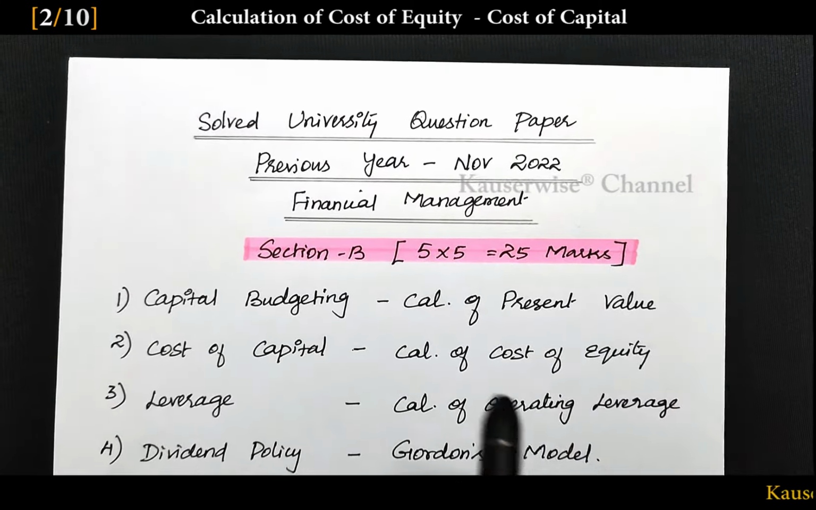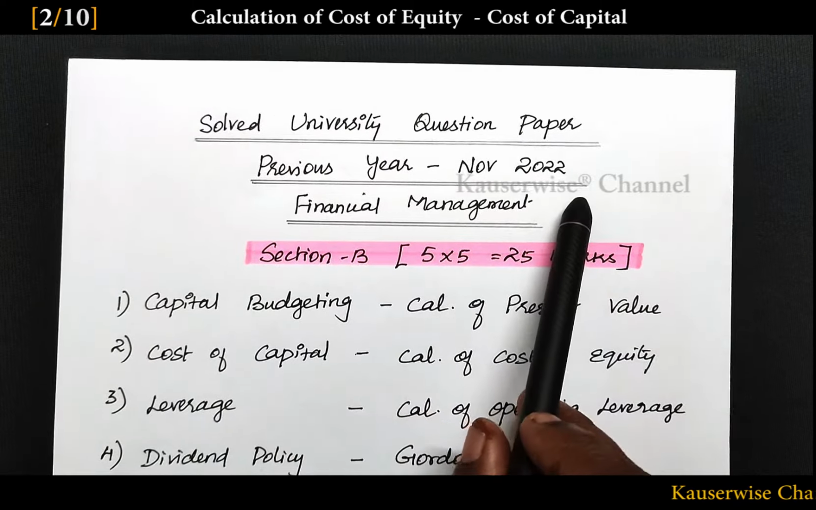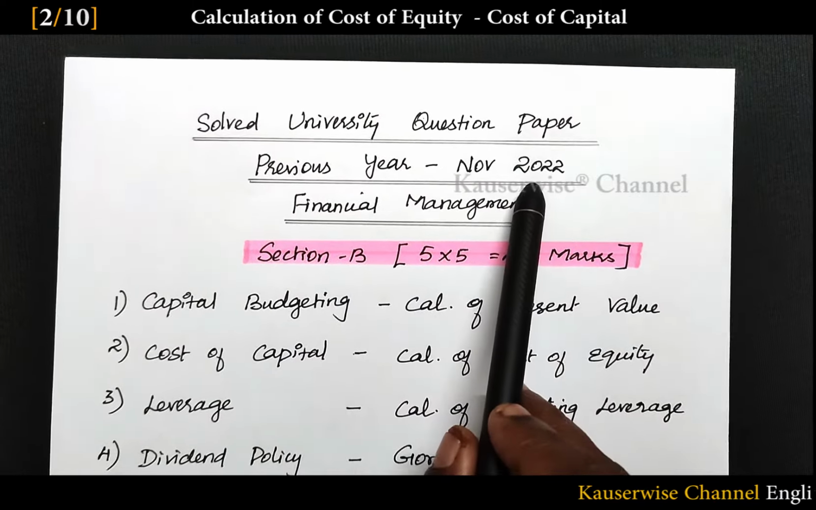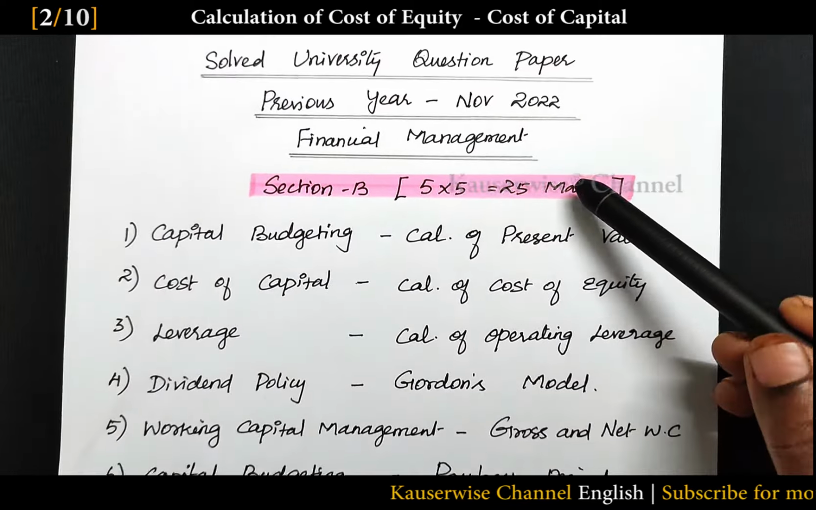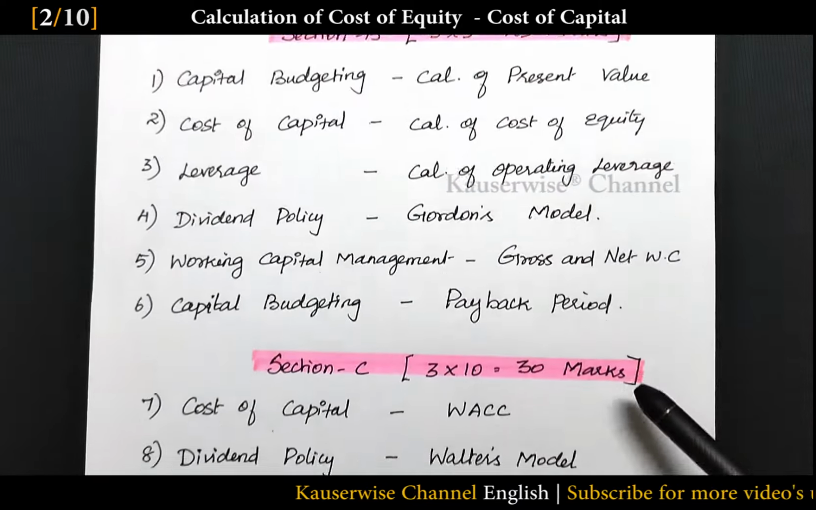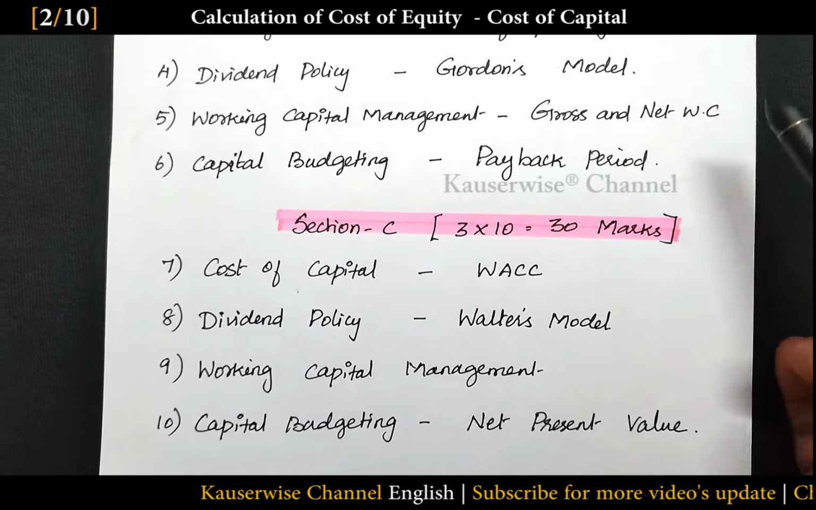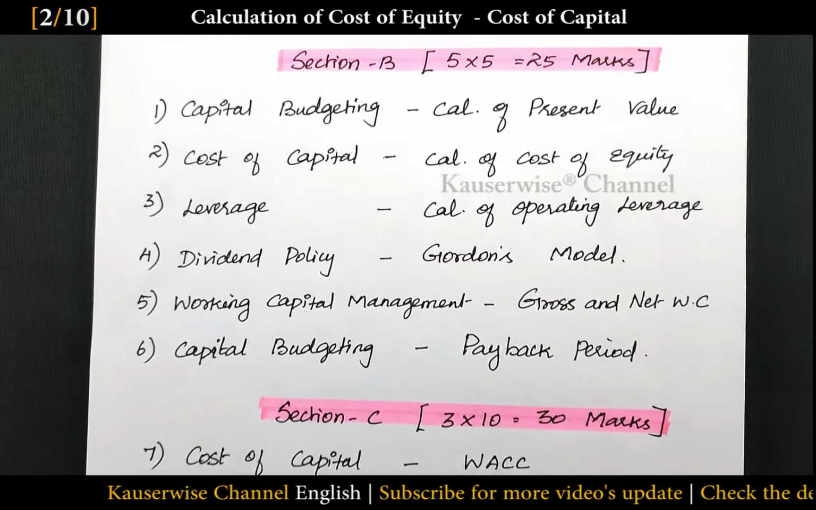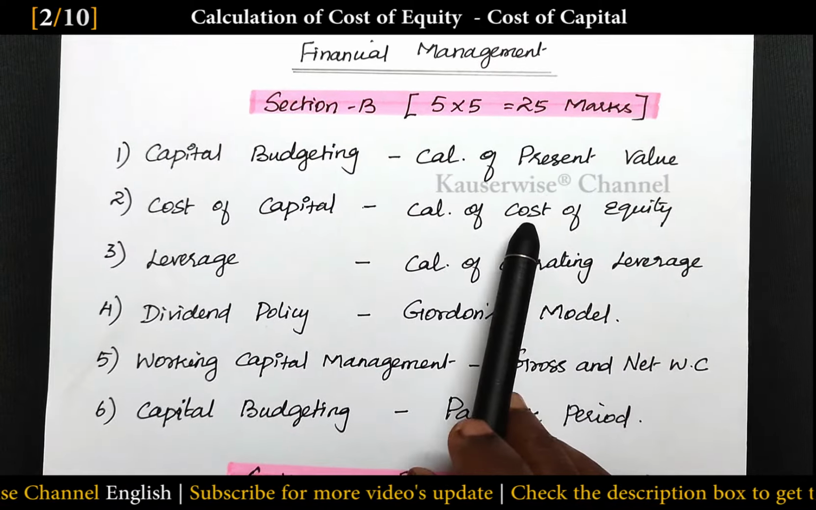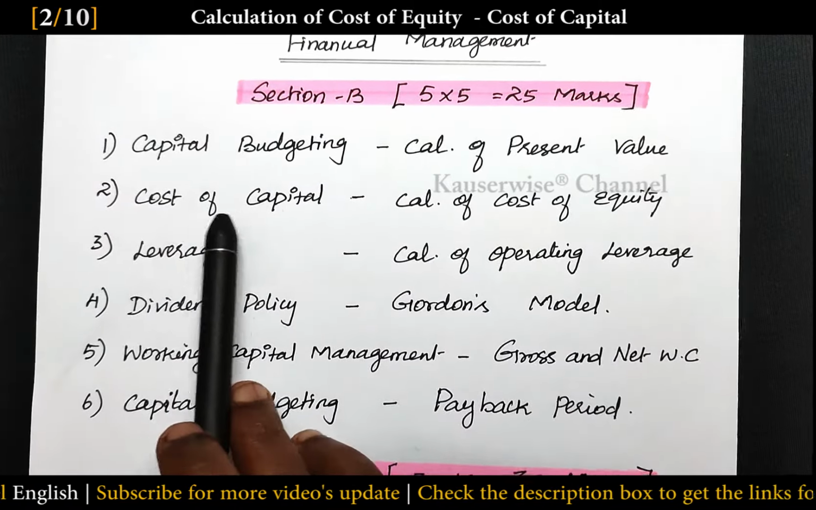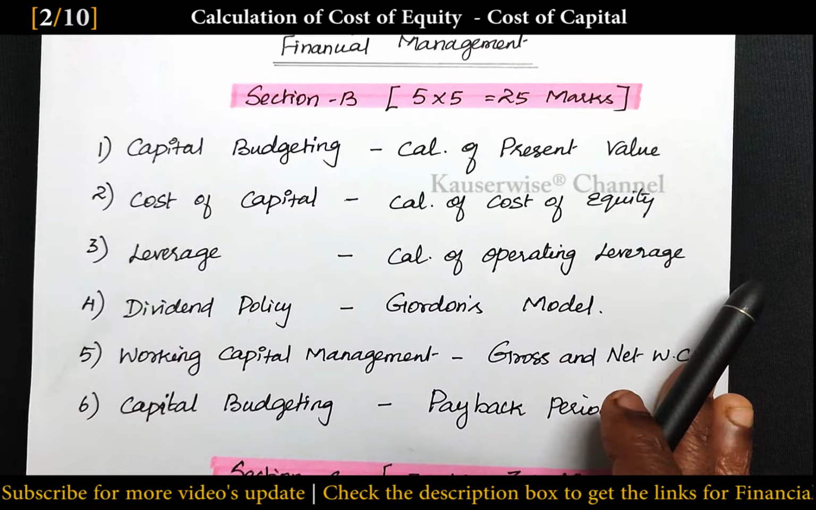This is Kauserwise and this is the continuation video of solving previous year university question paper, that is November 2022 Financial Management. In that we are seeing section B 5 mark questions and section C 10 mark questions. You can find the playlist link in the description box. Now in this video we are going to see calculation of cost of equity under cost of capital chapter. Now let's get into the video.